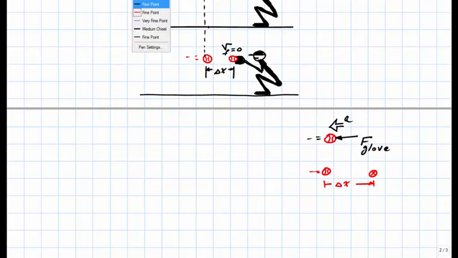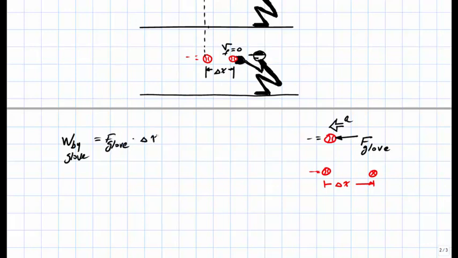Now the equation that describes the work done by the glove looks like this. It equals the force of the glove times the displacement times the cosine of the angle between the two, which happens to equal 180 degrees.